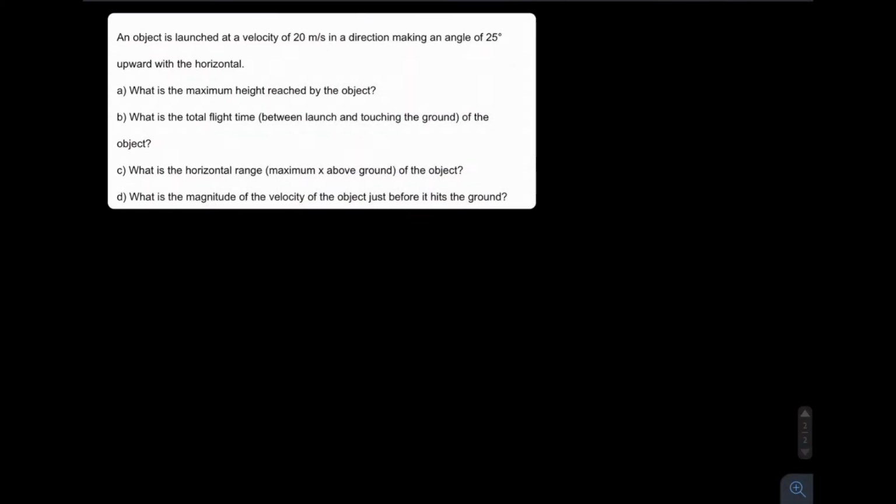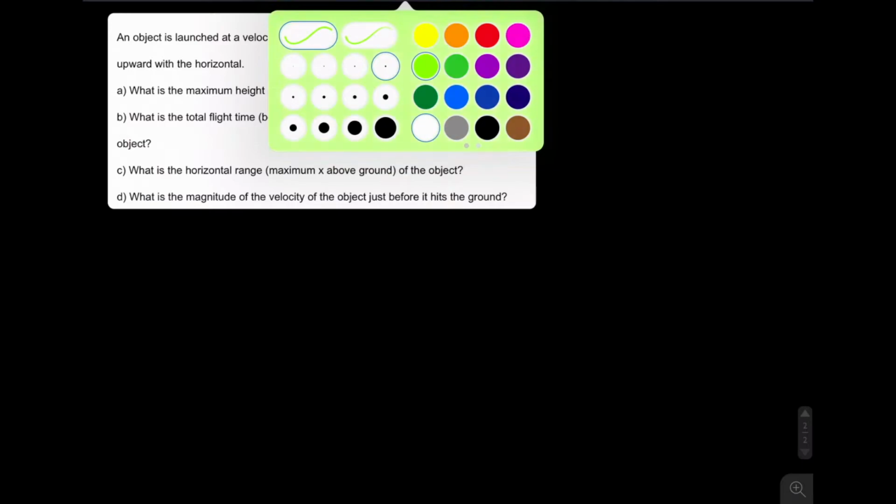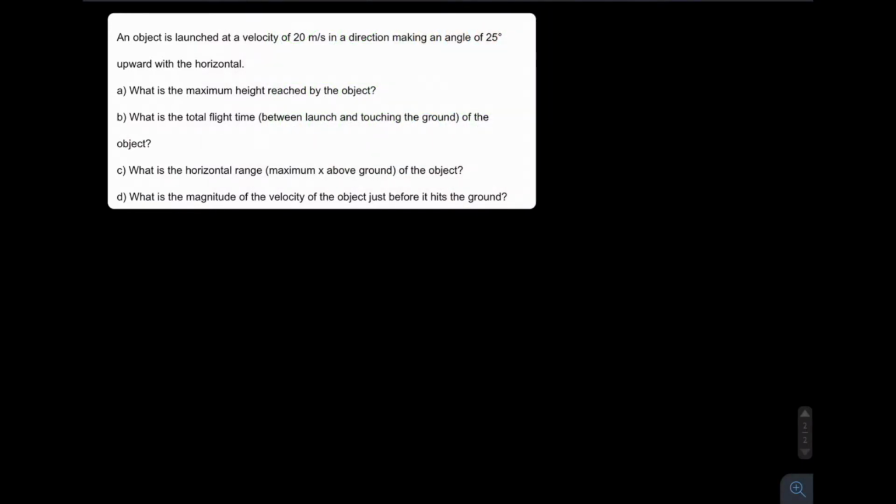Alright, so let's do this problem. This will be a pretty good introduction, I think, to projectile motion type of problems. So let's first draw a picture just to get an idea. It says an object is launched at a velocity of 20 meters per second at an angle of 25 degrees. So what does that mean? Let's say this was our floor, and there's an object, I'm just going to say a ball, launched at a 25 degree angle. So let's say this was the angle, the 25 degrees.